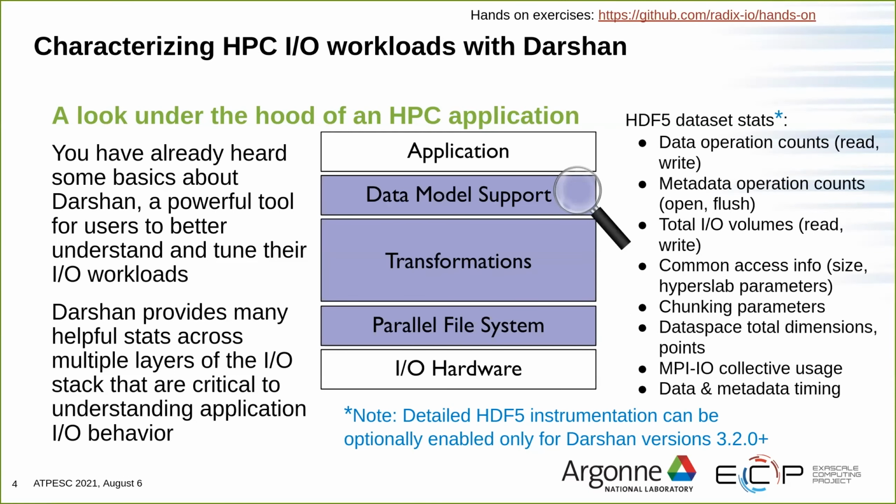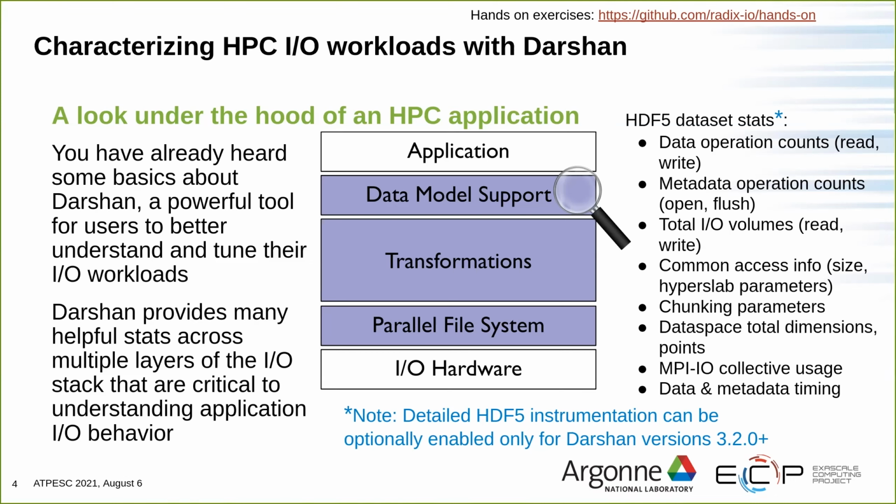The more interesting HDF5 API from an IO performance perspective is definitely the dataset API. This is where users describe their datasets and issue reads and writes to them, basically. So this is where a lot of the IO obviously happens. In this interface, we're capturing operation counts, like data operation counts such as read and write, and metadata operations like open and flush. We also capture total IO volumes to individual datasets, so how much data was read or written to a particular dataset. We capture some common access info. So whenever users issue read or write operations to datasets, how large are they in general?